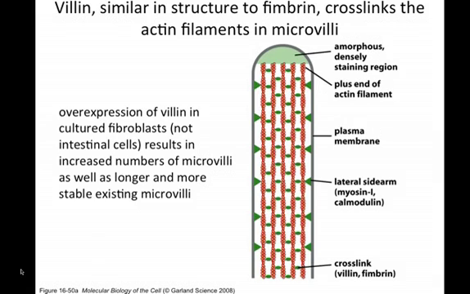Villin is another cross-linking protein, and these are teeny little ones. They're very small, and they pack actin even tighter, with a similar structure to fascin. See it there, and it cross-links the actin filaments in microvilli. So actually, if you overexpress villin in any sort of cells, for example cultured fibroblasts, you'll get increased numbers of microvilli. So they're very important in organizing actin into microvilli.